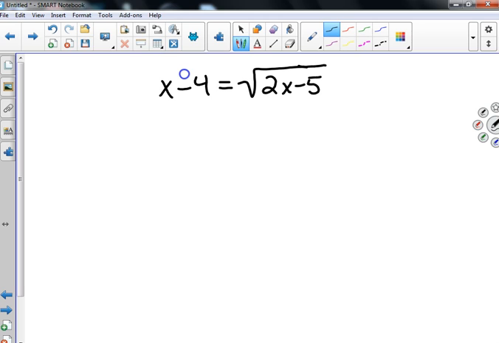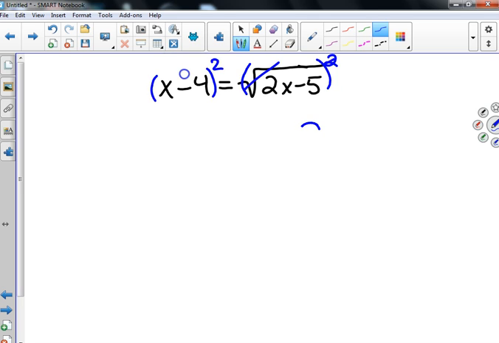Okay, so again, just like our absolute value equations, we cannot start to square both sides until we have everything separated. We have the square root on one side and the numbers and everything that's not in the square root on the other side. So I'm going to square both sides to get rid of the square root. So this gets rid of that.